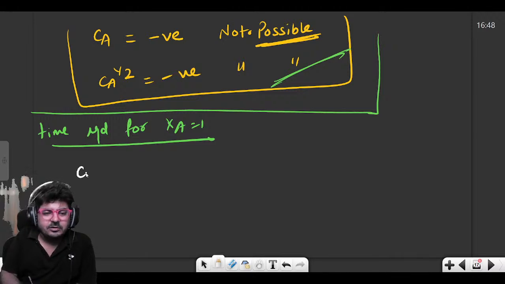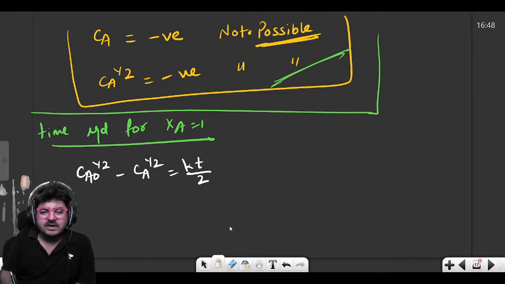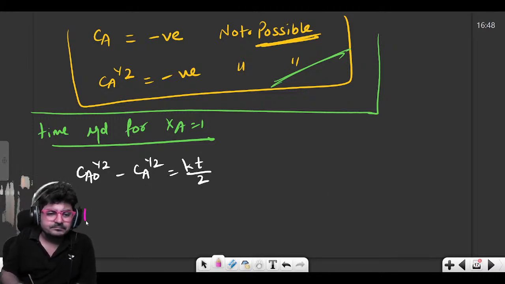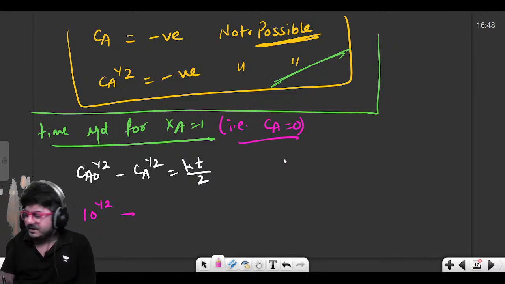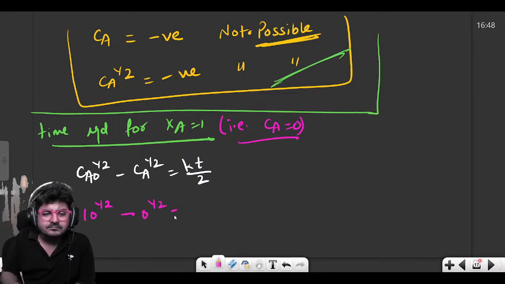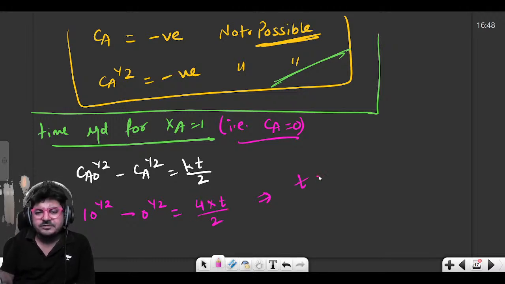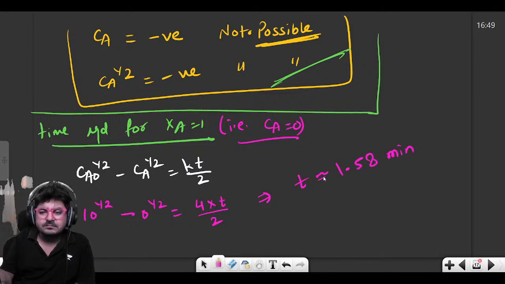Time required for x equal to 1. So see, we have the equation. Let's put the values. X equal to 1 means C equal to 0. All A has been reacted. Nothing is remaining. K is 4. T is unknown. So when you solve this, you will get T equal to 1.58 minutes approx.